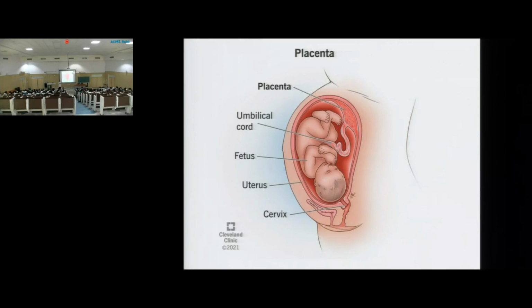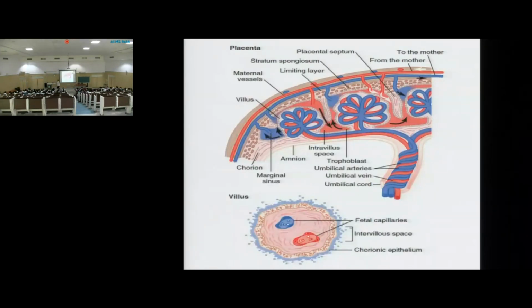The one joining towards the fetus is the fetal end I'm talking about, and the one facing towards the uterine wall, the endometrial wall, that is the maternal end. So if you see over here, you have this arrangement of blood vessels through which, as you are aware, diffusion is going to take place.